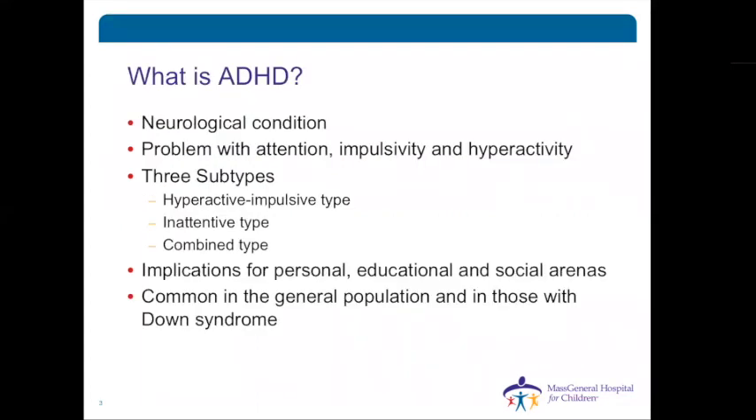So what is ADHD? ADHD is a neurological condition. At the core of ADHD are problems with attention, impulsivity, and hyperactivity. ADHD is broken down into 3 subtypes, which will be discussed in detail in the following slides. The hyperactive impulsive type is known to be more common in children, while the inattentive type is more common in adults. The combined subtype meets criteria of both the inattentive and hyperactive subtypes.